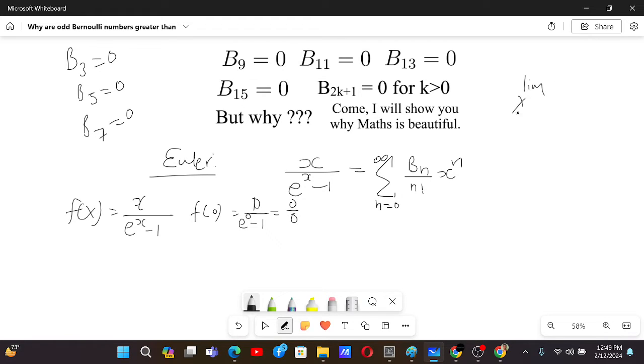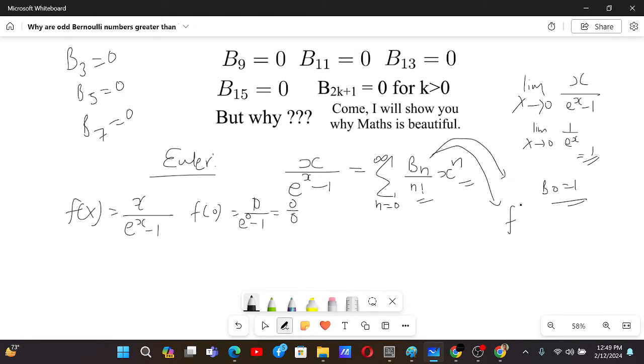Now if we take the limit as x tends to 0 of x by e to the power x minus 1, by L'Hopital's rule this is the limit as x tends to 0 of 1 by e to the power x. So this is just 1. That's why our B of 0 is 1. And since it's a Taylor series, sorry, Maclaurin series, that's why we have n factorial and x to the power n, and this is actually the nth derivative evaluated at 0. We know that.